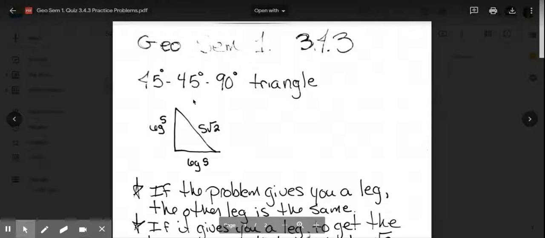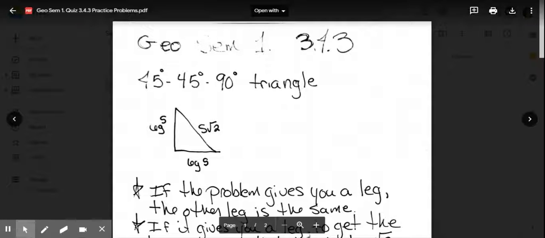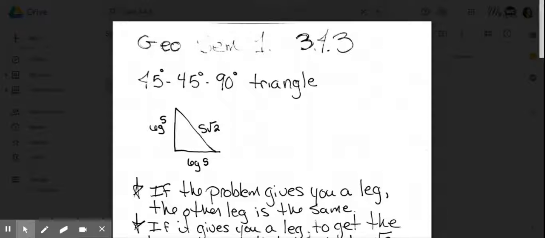I want to help you with your quiz for Geometry Semester 1, 3.4.3. This quiz does get confusing, so let's talk about it a little bit more, okay?